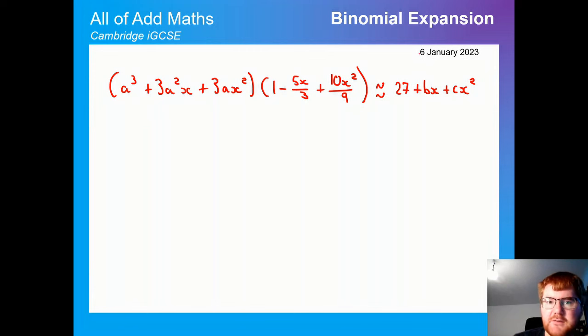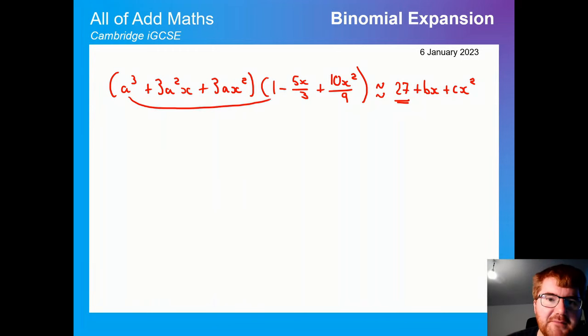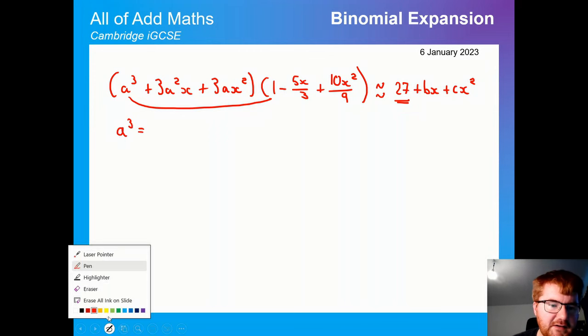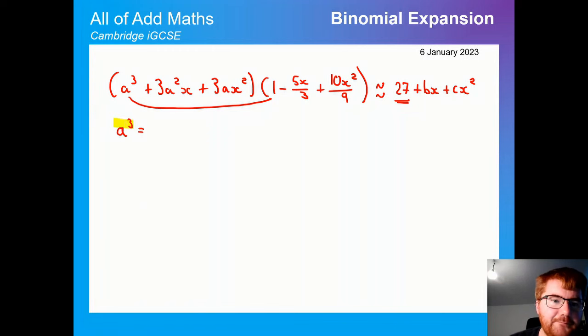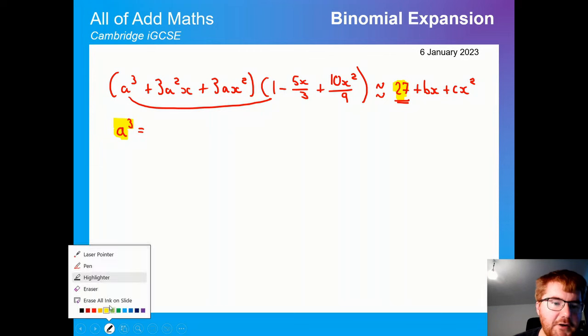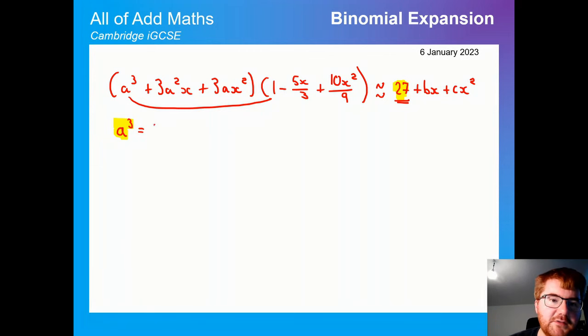Right, so the first thing we're going to consider is how do we get a constant term, i.e. something without x? And the only way we can generate that is when this times by this. Anything else is going to involve an x in some way. So 1 times a cubed is just a cubed, and this answer here, let's highlight it, has to be equal to the constant term here. So a cubed must simply be equal to 27.